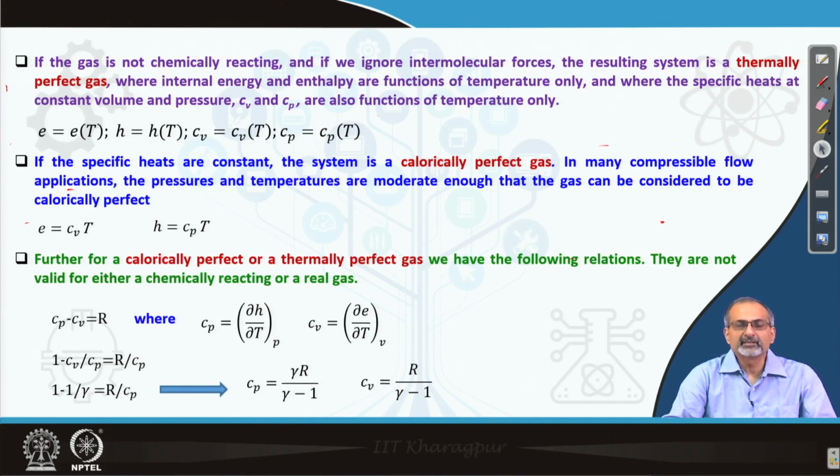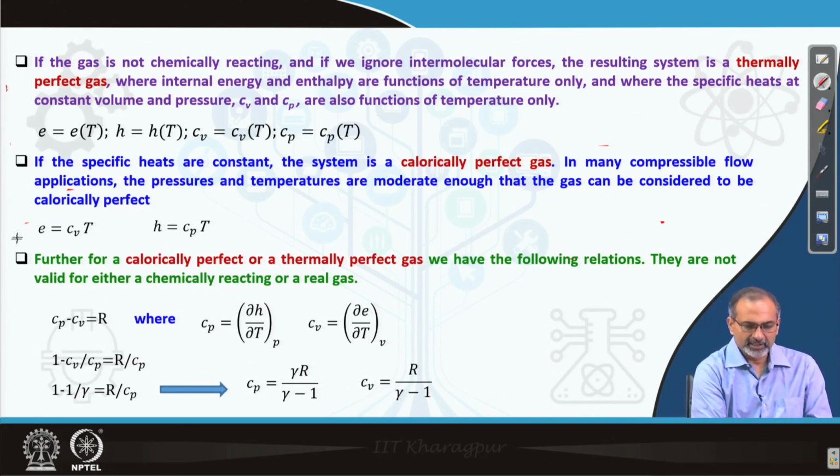If the specific heats are constant, the system is a calorically perfect gas. In many compressible flow applications, the pressures and temperatures are moderate enough, and therefore, the gas can be considered to be calorically perfect. So, Cp and Cv then become constant in a calorically perfect gas. Further, for a calorically perfect or a thermally perfect gas, the following relations hold good, which we can see below. So, all these relations are important.